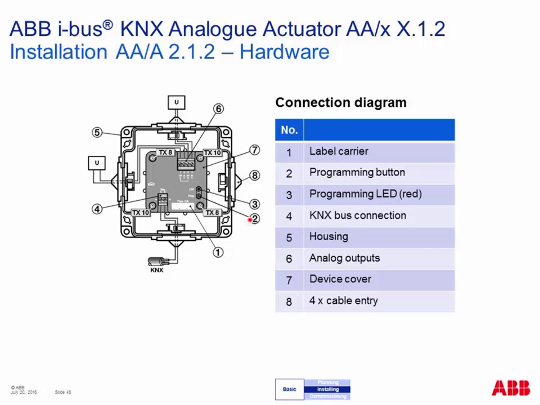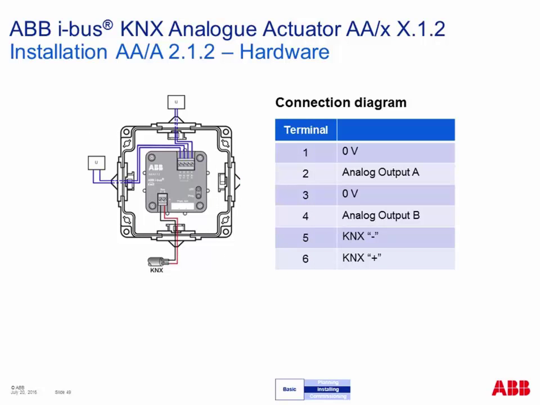So the connection diagram. We have again the label carrier to write the individual or physical address, the programming button, the LED, the connection to the bus, our complete housing, our two analog outputs, output A and B, the cover, and our four cable entries with open or closed cable entries. So to connect our analog output signals, we have output A and output B, and here our KNX cable.